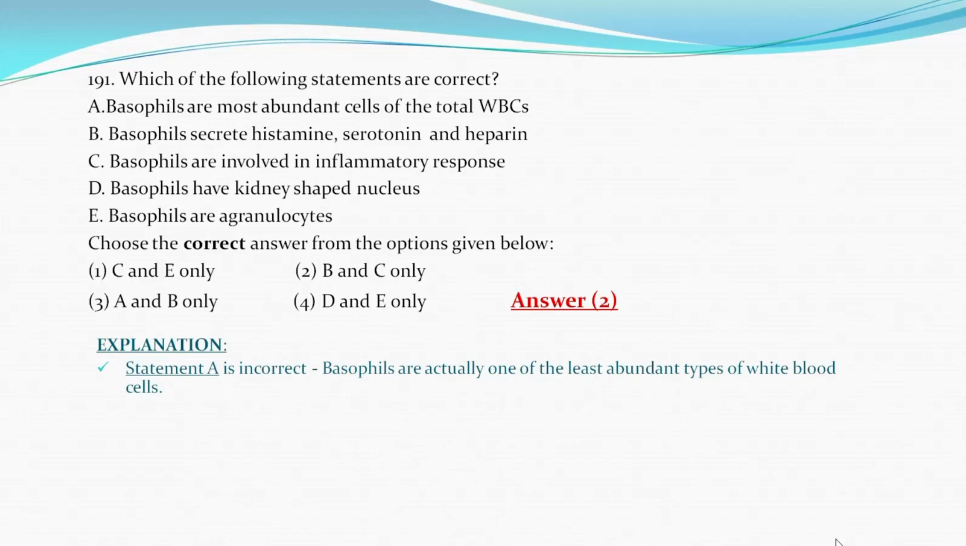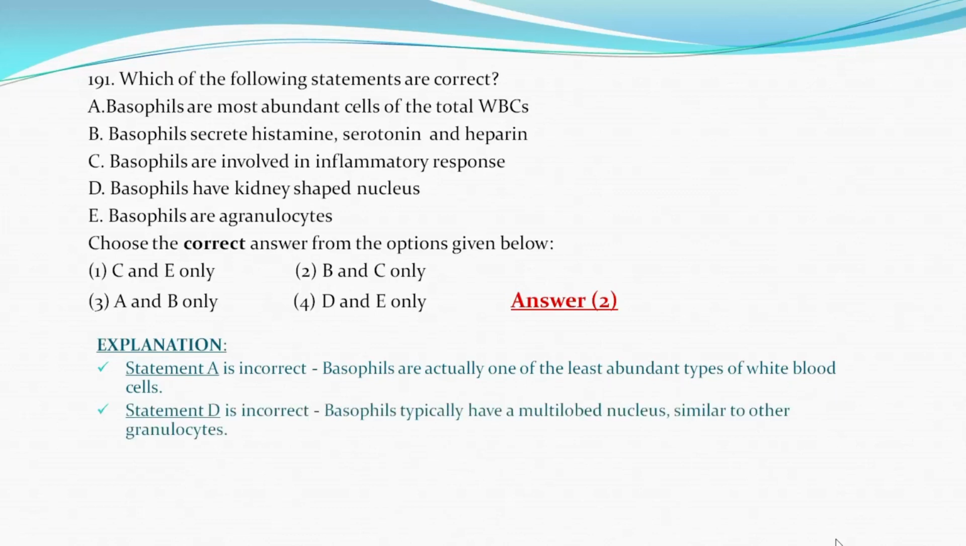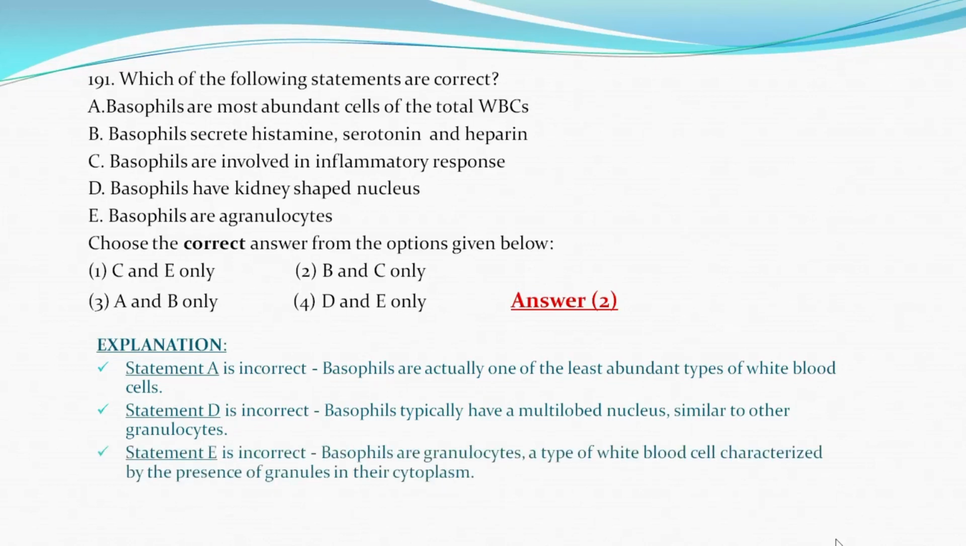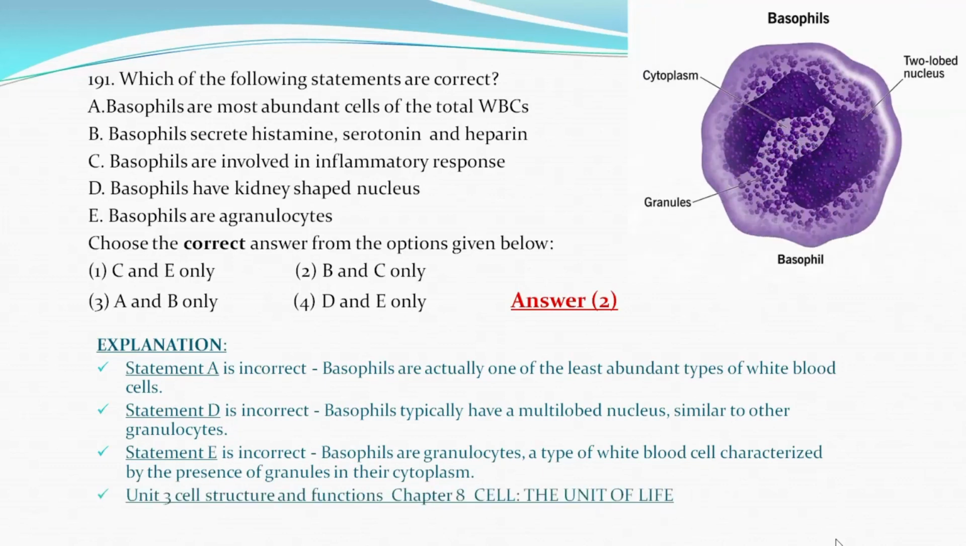Explanation. Statement A is incorrect. Basophils are actually one of the least abundant types of white blood cells. Statement D is incorrect. Basophils typically have a multilobed nucleus similar to other granulocytes. Statement E is incorrect. Basophils are granulocytes, a type of white blood cell characterized by the presence of granules in their cytoplasm. This question is taken from Unit 3, Cell Structure and Functions, Chapter 8, Cell, the Unit of Life.